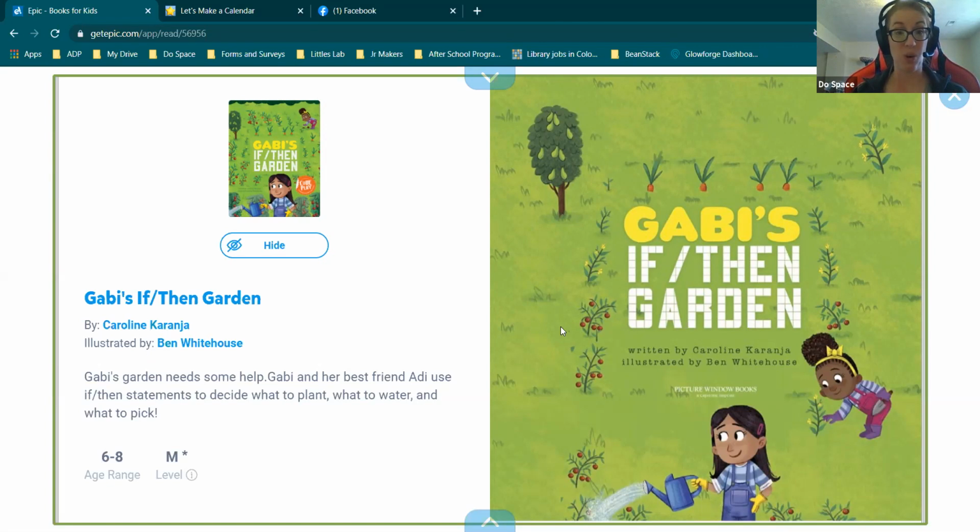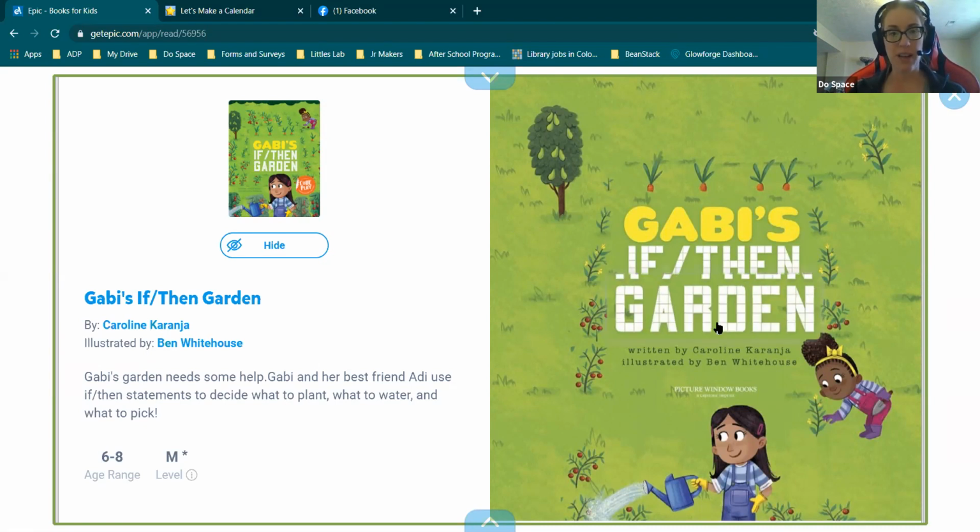And there's a special one called an if-then. And so we're going to learn about how that works by planting a garden. Let's find out how these sentences work and how maybe computers use them and how we could use them in our everyday life. Let's find out. So Gabby's if-then garden.